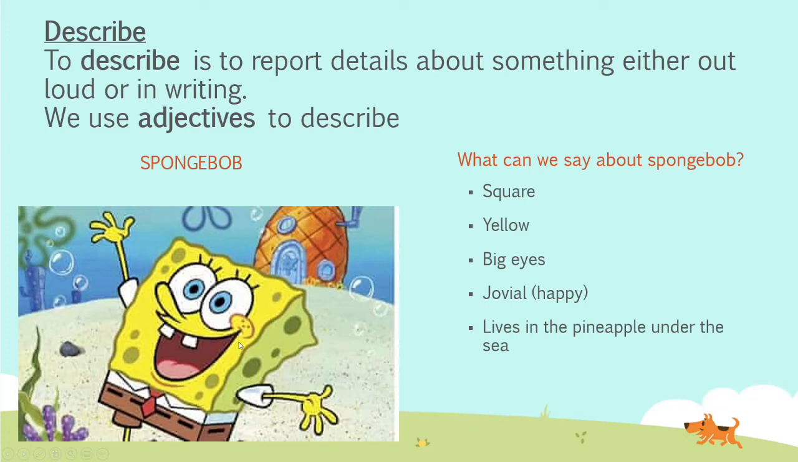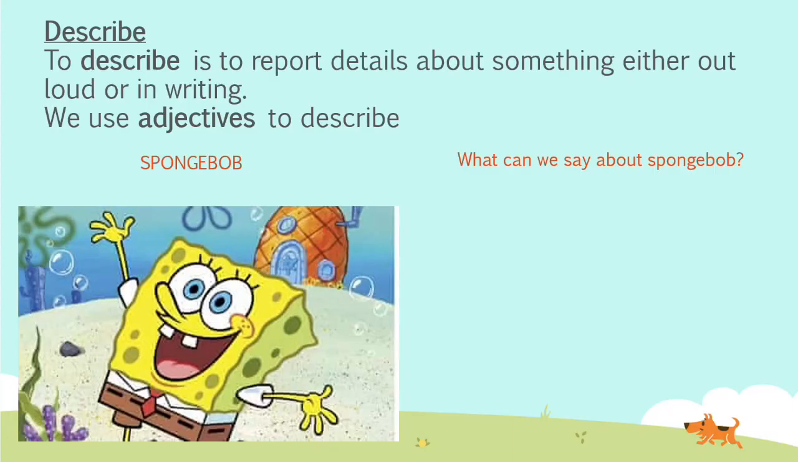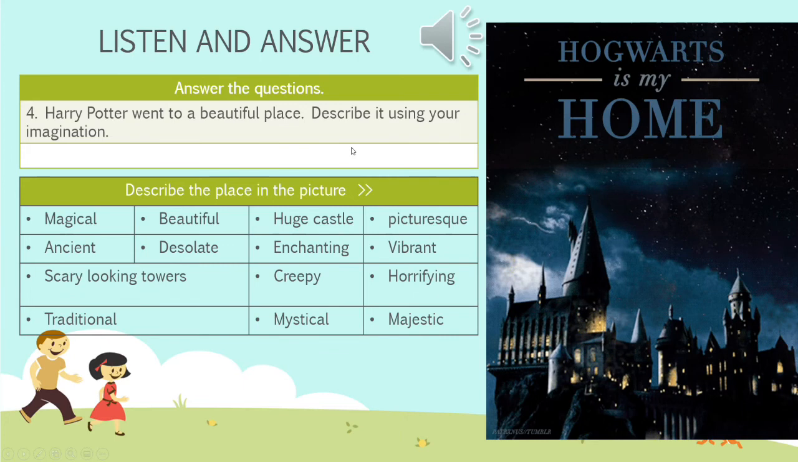So back to the exercise previously. Harry Potter went to a beautiful place. Describe it using your imagination. So you have to look at the picture and then try to think of the kata sifat, the adjective for that place, and then put it into sentences. Okay, and here, let's see. Harry Potter went to a beautiful place. Describe it using your imagination. Describe the place in the picture. Okay, here I give you an example of picture.